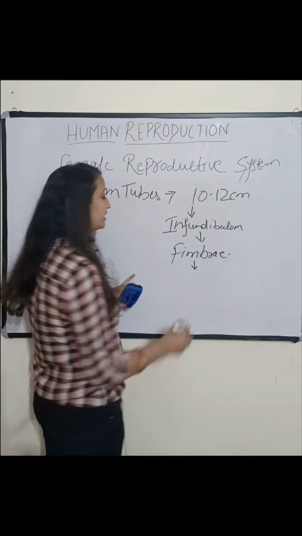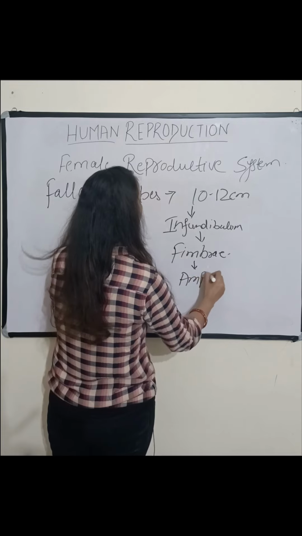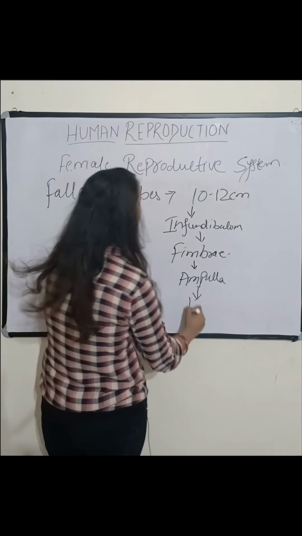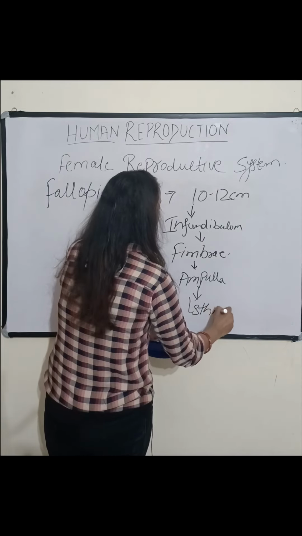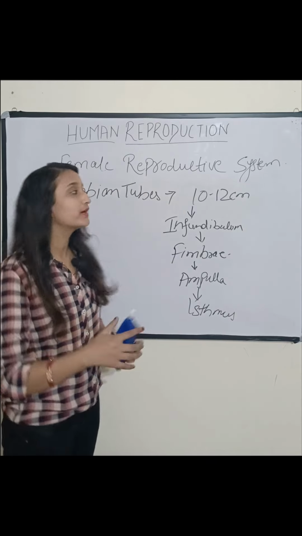The infundibulum leads to the wider part of the oviduct known as the ampulla. The last part of the oviduct is the isthmus. It has a narrow lumen and is attached to the uterus.